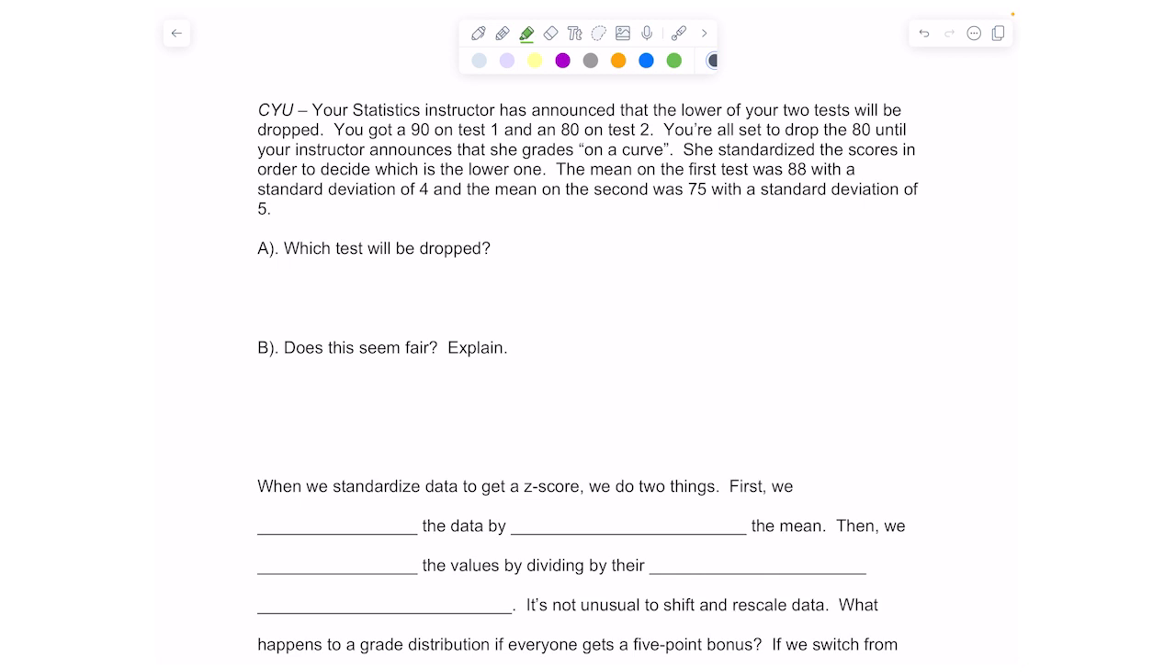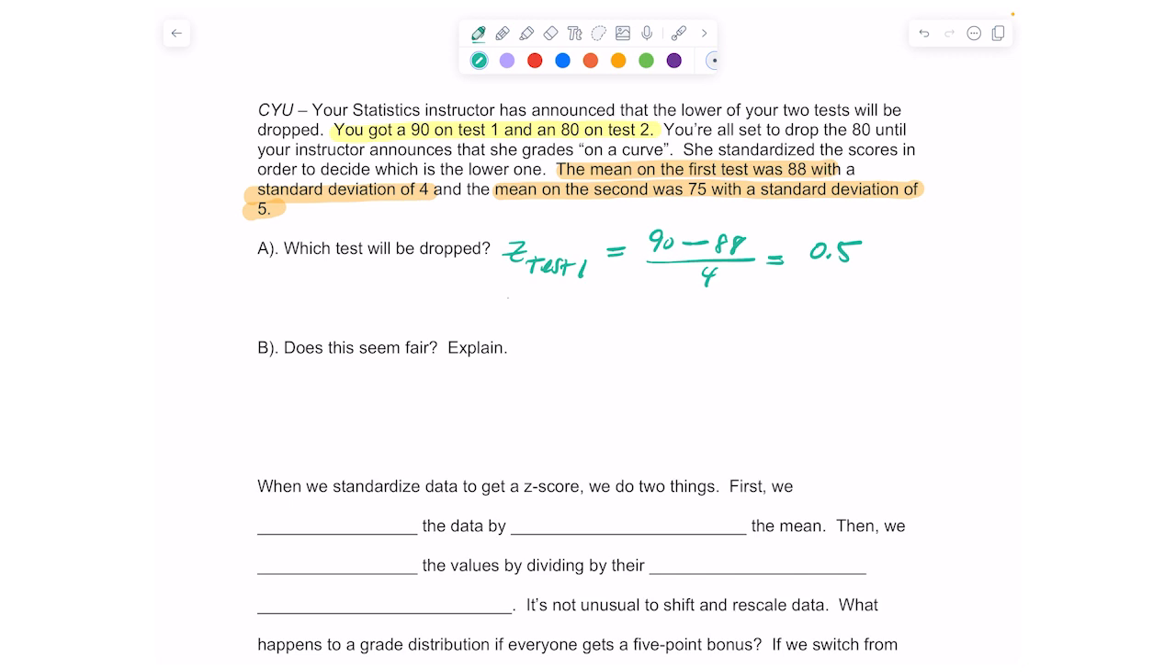Okay, so we've got two tests, right? Again, we're looking for which test will be dropped. Okay, so what do I know? That you got a 90 on test 1 and an 80 on test 2. And we also know that the mean on the first test was an 88 with a standard deviation of 4, and the mean on the second was a 75 with a standard deviation of 5. So I need to find a z-score. Okay, so we've got the z-score for test 1, and we need the value. So you got a 90 on test 1, and the mean on test 1 was an 88 with a standard deviation of 4. So here I've got 2/4, which changes to 0.5 as a decimal.